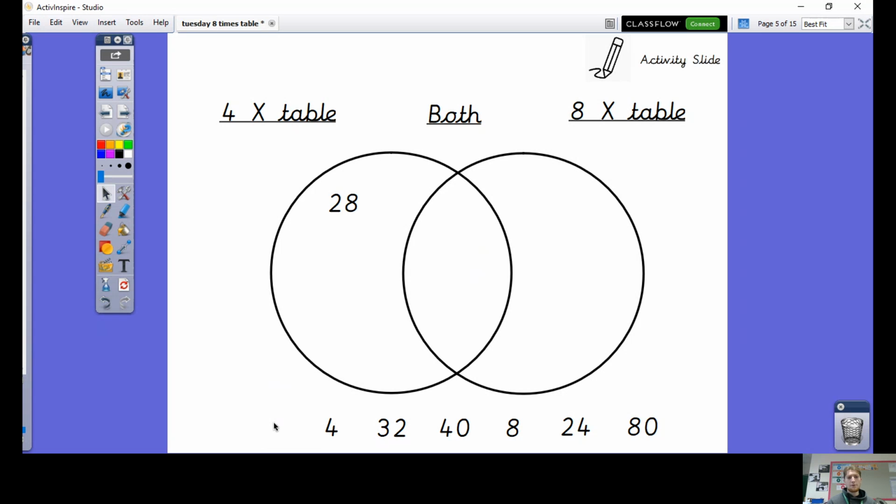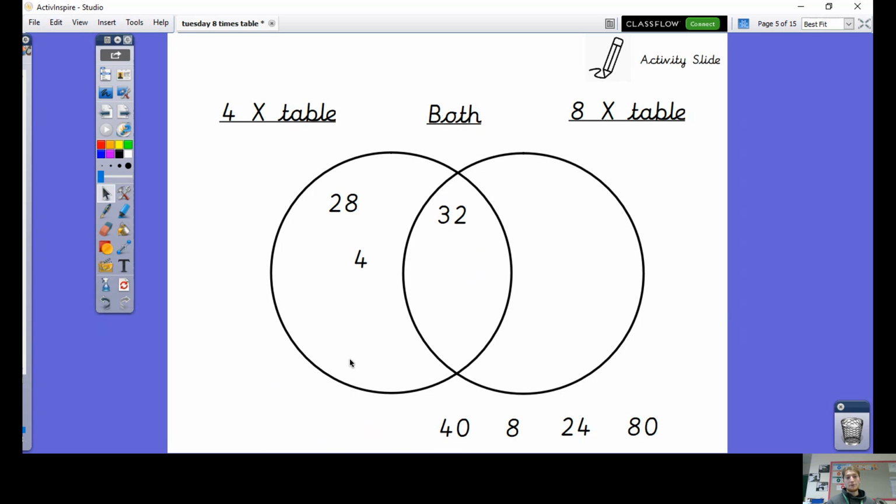Right, 4. Let me count on my 4s quickly. 4. Okay, I know 4's in the 4 times table. Is it in the 8 times table though? 8. Oh, 8's more than 4, so 4 can't be in the 8 times table. So again, that falls into the 4 times table category. 32 then. So if I count up my 4s again, 4, 8, 12, 16, 20, 24, 28, 32. Okay, it's in the 4 times table. Or is it in the 8 times table? 8, 16, 24, 32. Yes, it is. So it's in both.